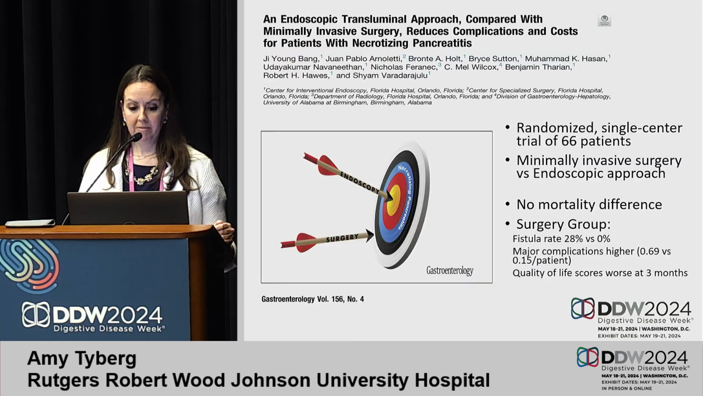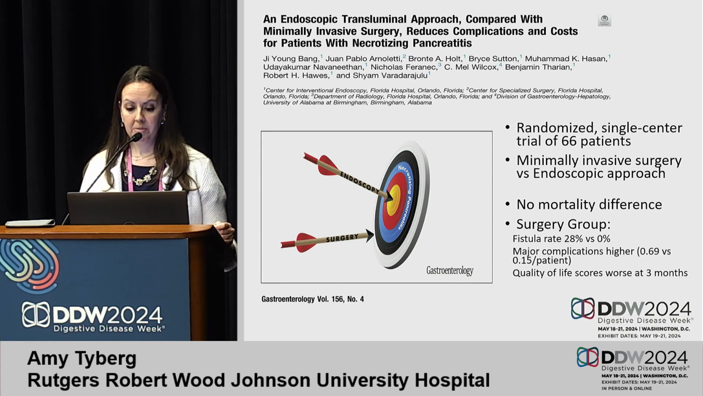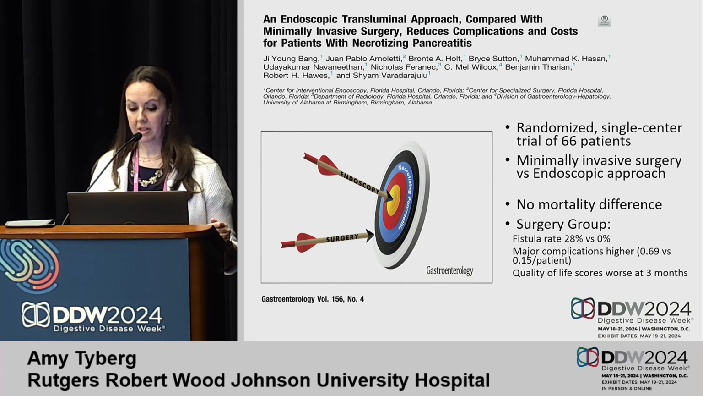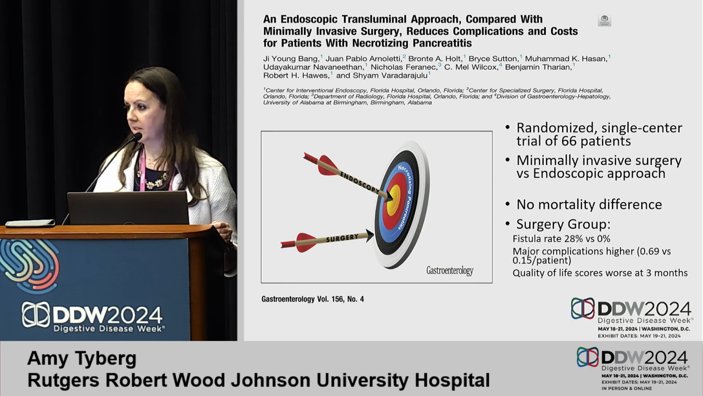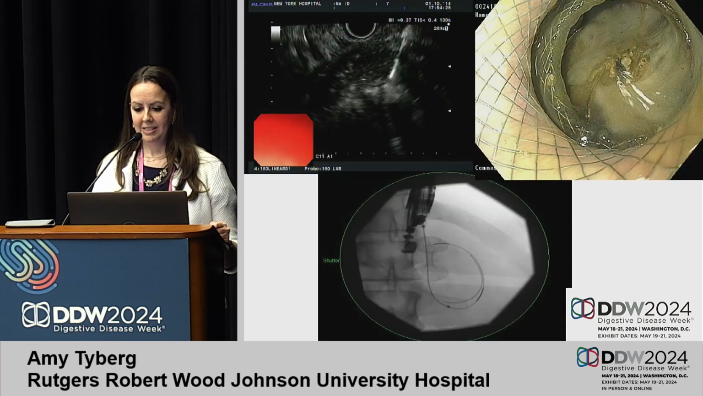And now we even have a more recent randomized control trial. This was a single center study, 66 patients. And what they found was that there was no difference in terms of efficacy or adverse events, but where the difference really was in morbidity. And you can see that the fistula rate was dramatically different between the surgical group and the endoscopic group. There were more major complications and worse quality of life scores. So just more evidence that starting with minimally invasive and working your way up is the approach.